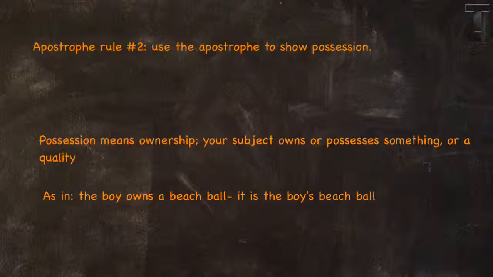As an example, when you say the boy owns a beach ball, you can say it is the boy's beach ball. That apostrophe S shows possession. He owns the beach ball. Here are a couple more examples here. This is Steve's backpack. You can see right here, apostrophe S, Steve owns the backpack. Have you seen Bill's new dog? He is so cute. Bill owns the dog, and so we have apostrophe S for the dog.